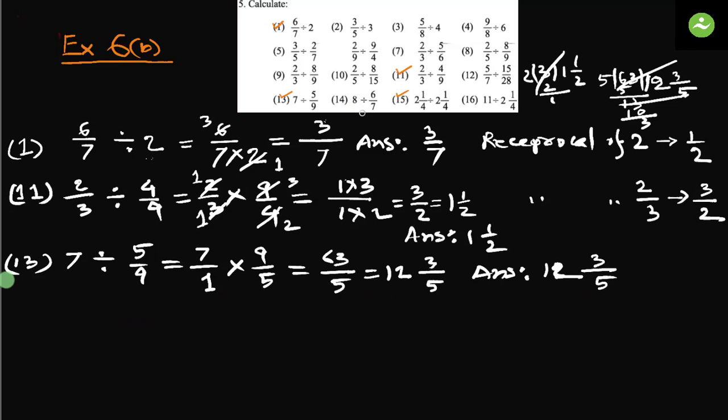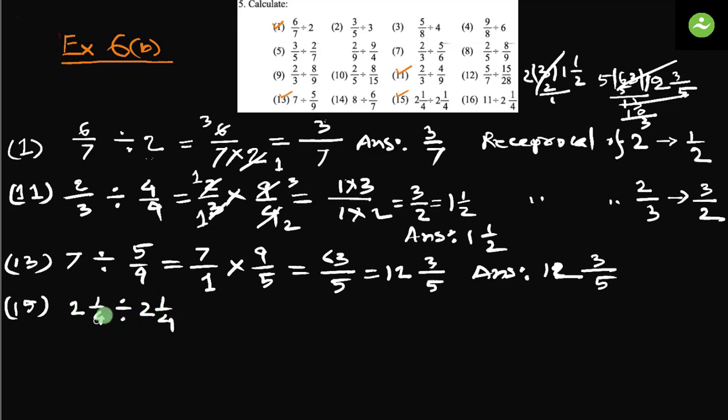Now number 15. 2 and 1/4 divided by 2 and 1/4. If you think, this is a quantity, and a quantity divided by the same quantity, the result will always be 1. For example, a divided by a is 1. x divided by x is 1. But we just cannot write equals 1 and answer. You won't get marks. So we have to show how we do it.